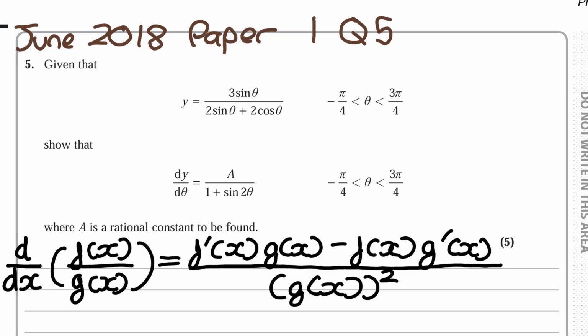Okay, so for the first question, we're given that y is equal to 3 sin theta over 2 sin theta plus 2 cos theta, and we need to show that dy over d theta is equal to a over 1 plus sin 2 theta, where a is a rational constant to be found for 5 marks.